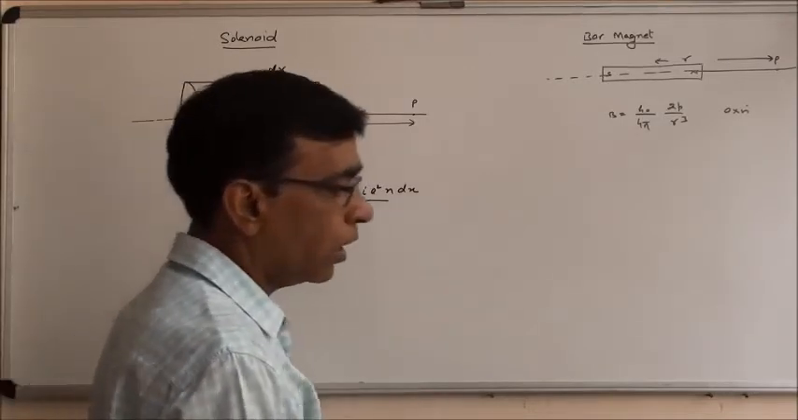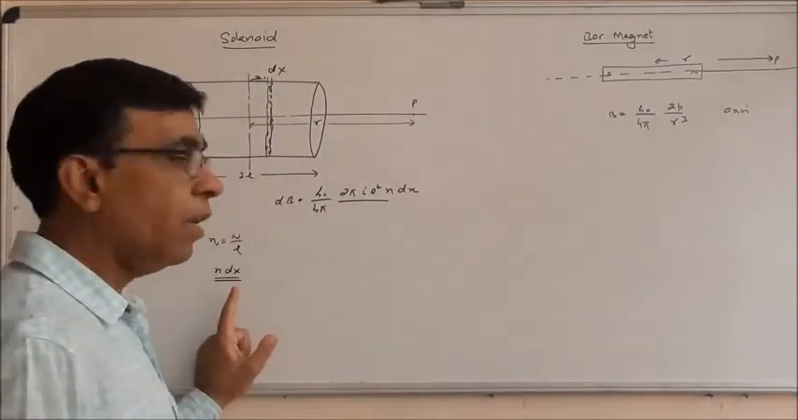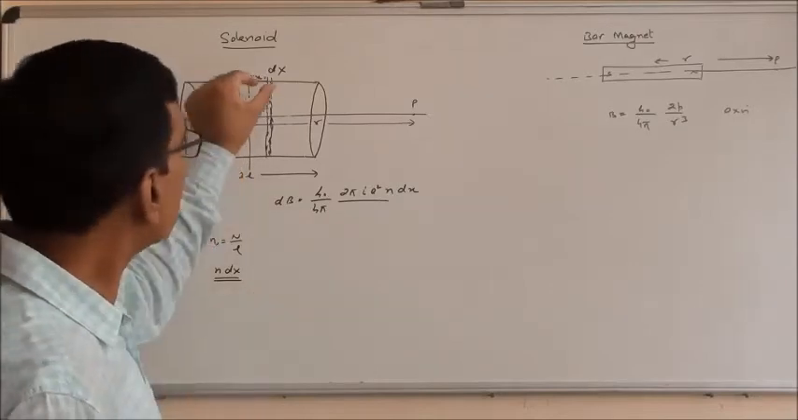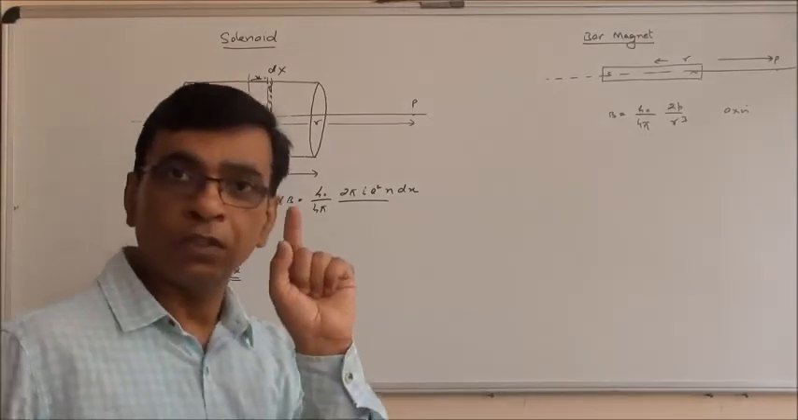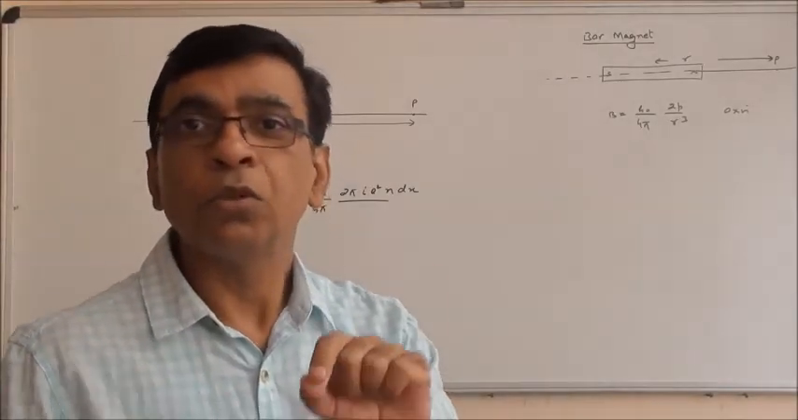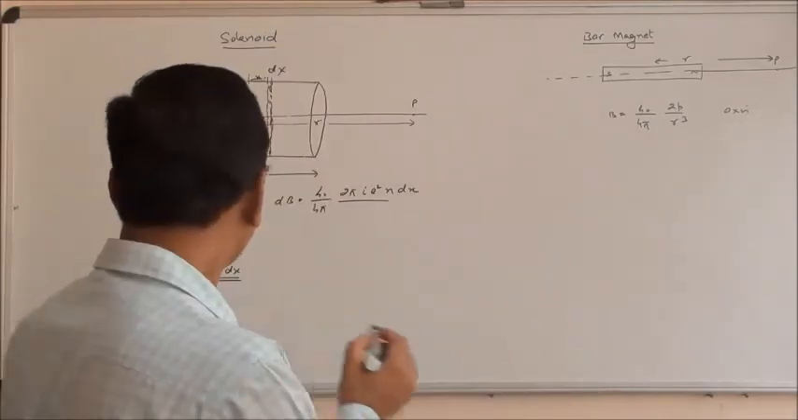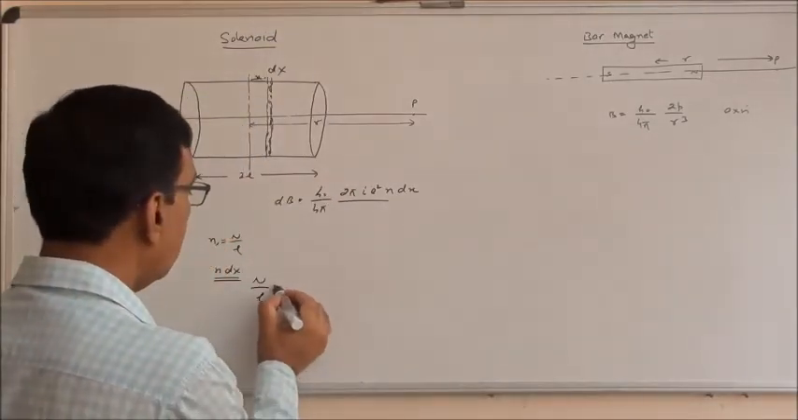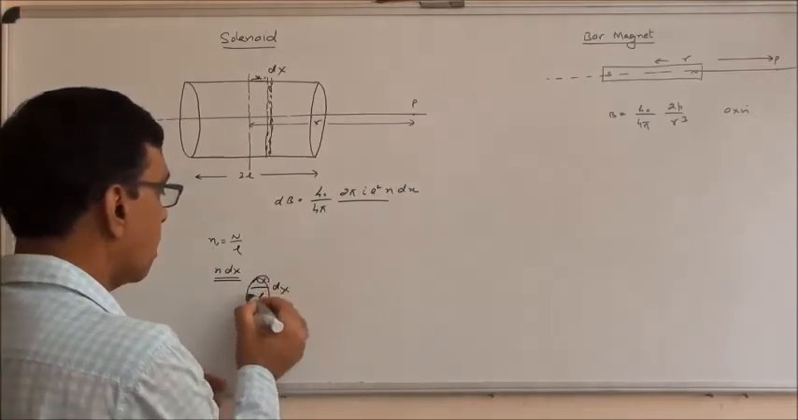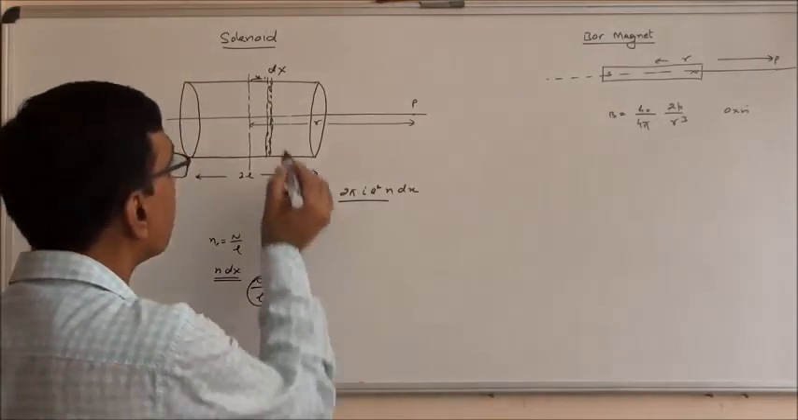So produced by n dx turns. These are the number of turns in this length. n is the number of turns in unit length, so in dx length it will be n dx. Here, if the total number of turns is N, then it is N by L dx, the number of turns in this thickness.